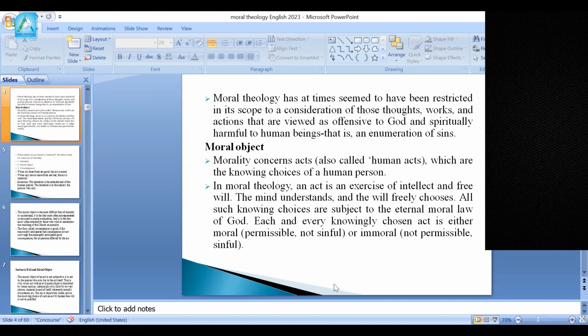And as regards the nature of moral theology, it has been divided into a general or fundamental moral theology and also a special moral theology. Such a division took place after the Trent Council in the 16th century.